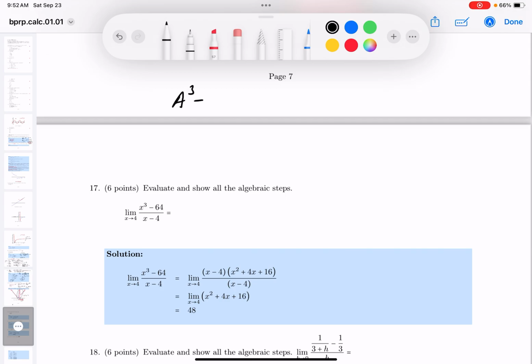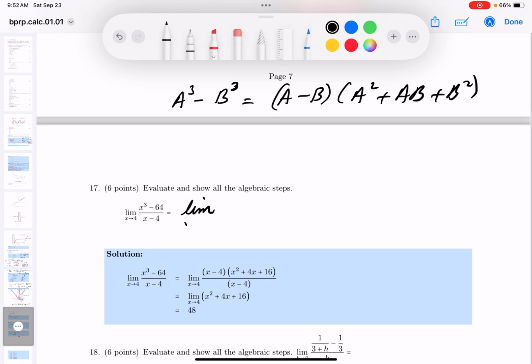a cubed minus b cubed is equal to (a minus b)(a squared plus ab plus b squared). Now, that's the difference of perfect cubes. Let's write this down. Limit. Yep, that needs to be written down. x goes to 4. What do you get over here? x minus 4. On top, what do you get? x minus 4. I'm using the difference of perfect cube formula there.